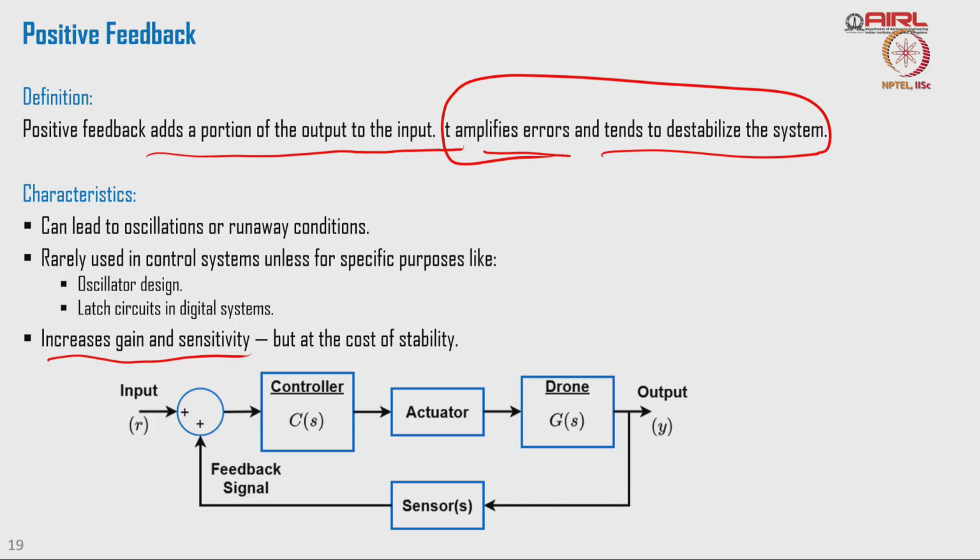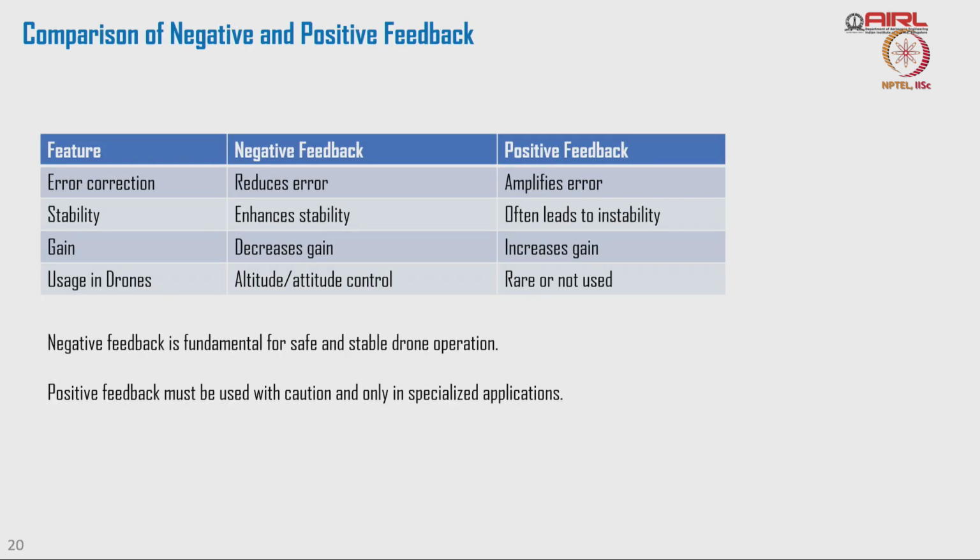Though it can lead to oscillations or runaway conditions, it has certain advantages of increasing gain and sensitivity. However, I would say that using positive feedback is very rare in drone operations. So, we are not giving much time to this. Negative feedback can reduce error, it can enhance stability, it can decrease gain, and it is better in altitude or attitude control.